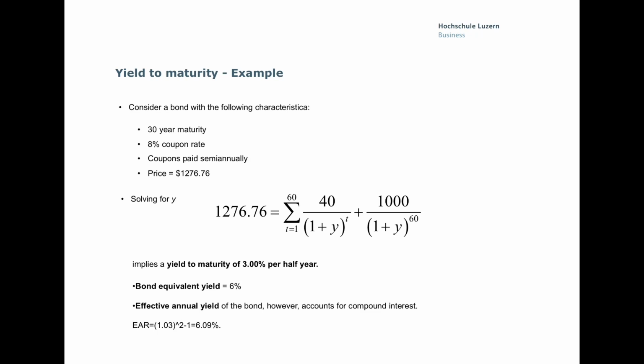However, if we account for compound interest and compute the effective annual yield, we obtain an annual yield to maturity of 6.09%.